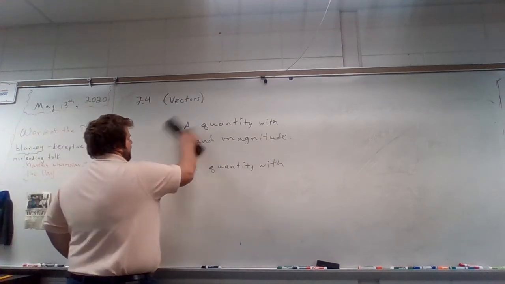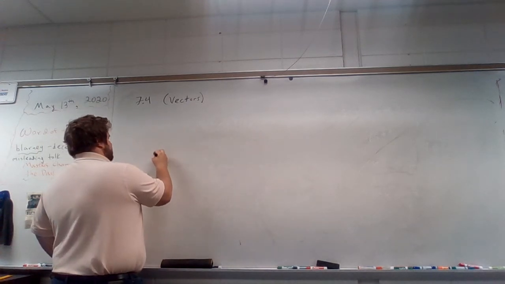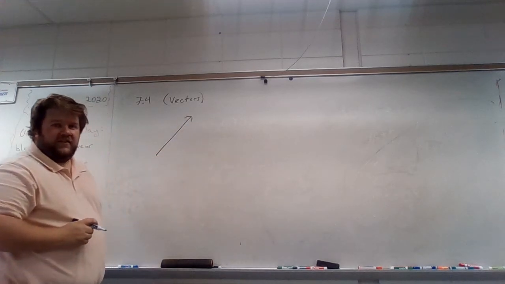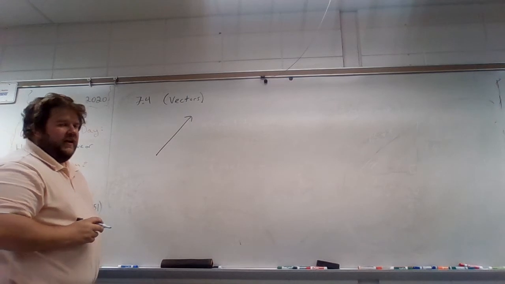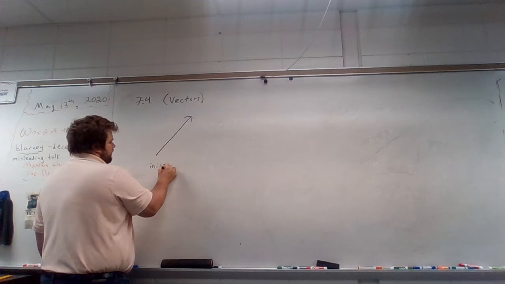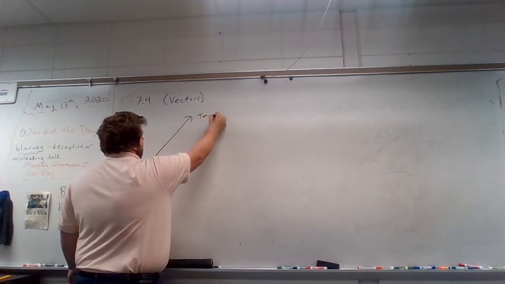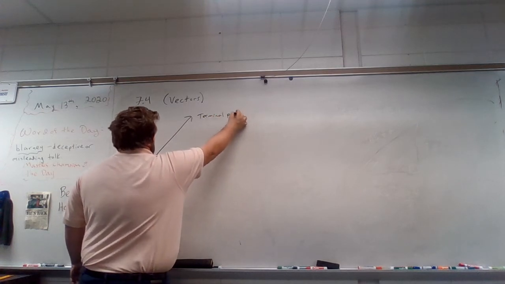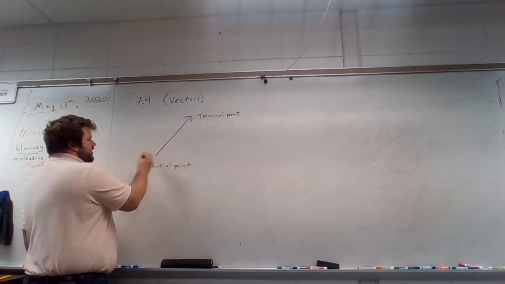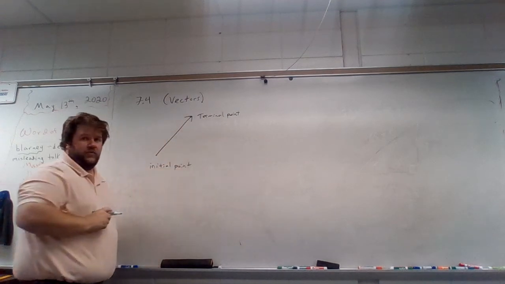Okay, so first thing is, if I draw a vector, it's going to look like a directed line segment. So it's just going to look something like that. And typically there's an initial point and a terminal point. So the initial point is the point where I just have the point, and then wherever the arrow is, I have this terminal point out here somewhere.